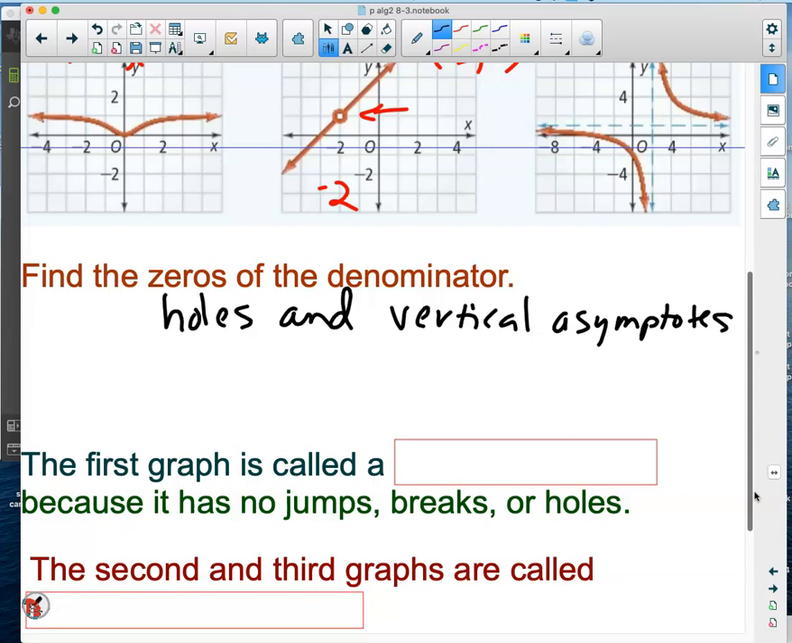Now remind me, how are you going to know a hole when you see it? It will cancel. Not the vertical asymptotes. They're not going to go anywhere. They're going to stay put.